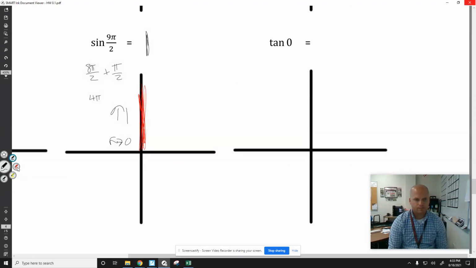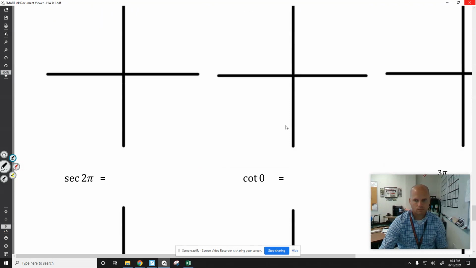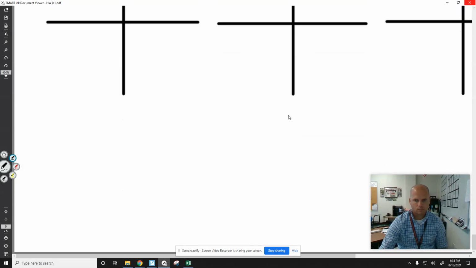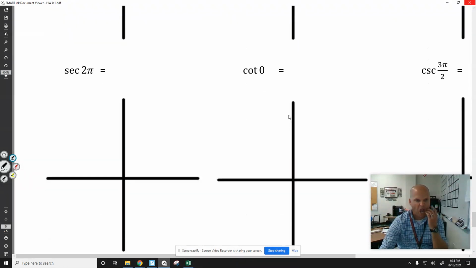Tangent of 0. 0's over here. I go to the right one. I don't go up or down at all. Tangent y over x. This is it.